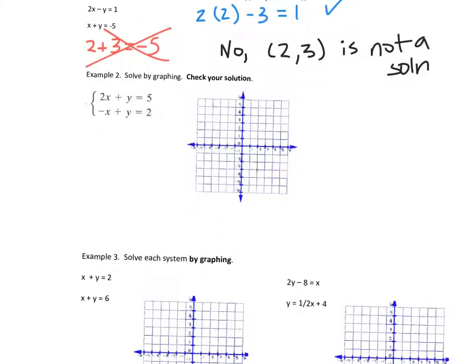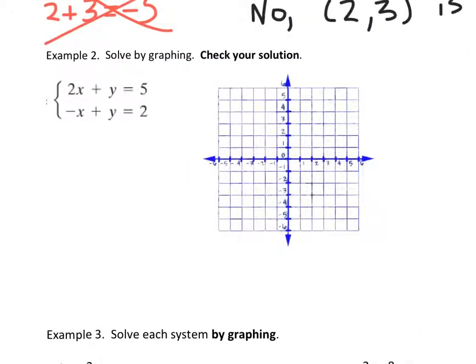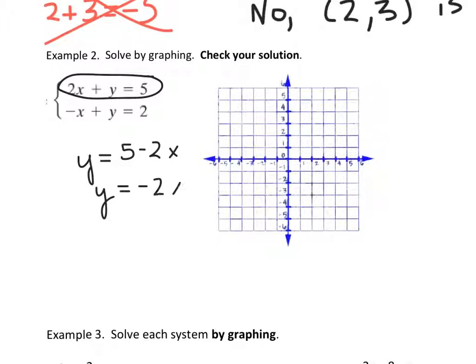Okay, number 2, solve by graphing. The graphing will be the intersection of the two lines. For the first one I'm going to solve for y. I'm going to put it in slope-intercept form, so it's going to be y equals 5 minus 2x, which is the same thing as y equals negative 2x plus 5. So I'm going to graph, start at 5, and go down 2, right 1, down 2, right 1, down 2, right 1. Okay, so I have this right here.